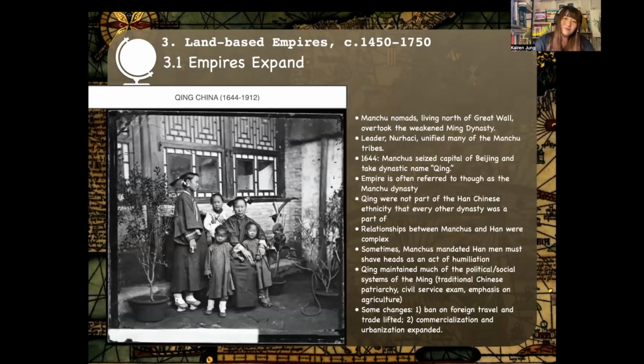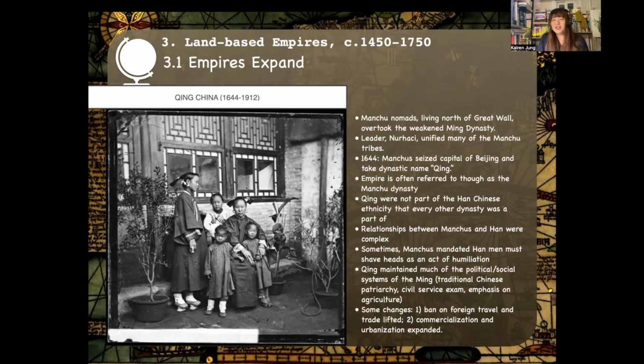In Qing China, between 1644 and 1912, you had Manchu nomads living north of the Great Wall overtaking the weakened Ming dynasty. Remember, at the onset, I mentioned that the history of China is generally this history of trying to keep the northern barbarians, quote-unquote, out, right? But again, the Manchu nomads quickly took over. The leader, Nurhaci, unified many of the Manchu tribes, and in 1644, the Manchu seized the capital of Beijing and took that dynastic name of Qing, which means blue. And the empire is often referred to as the Manchu dynasty in English.